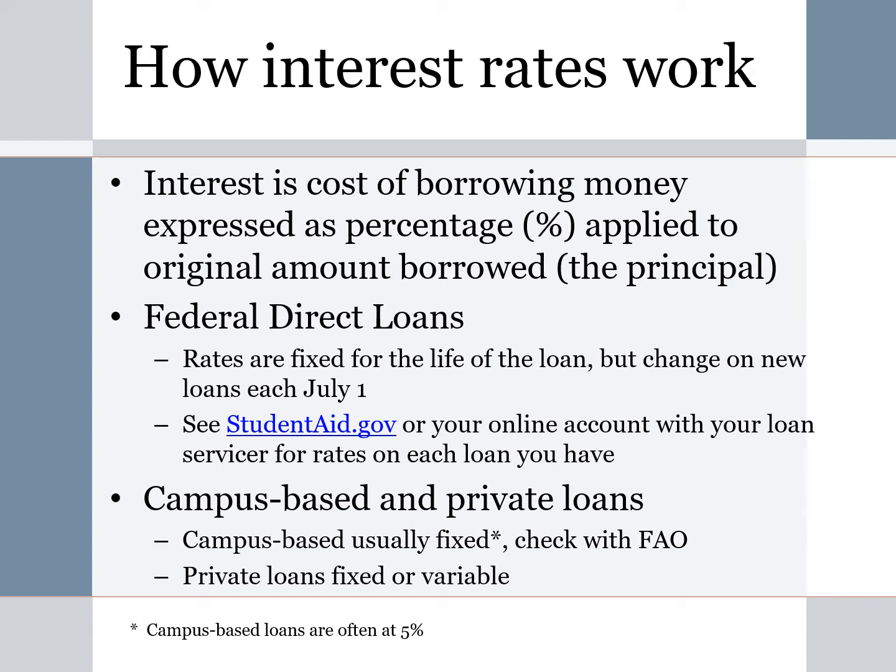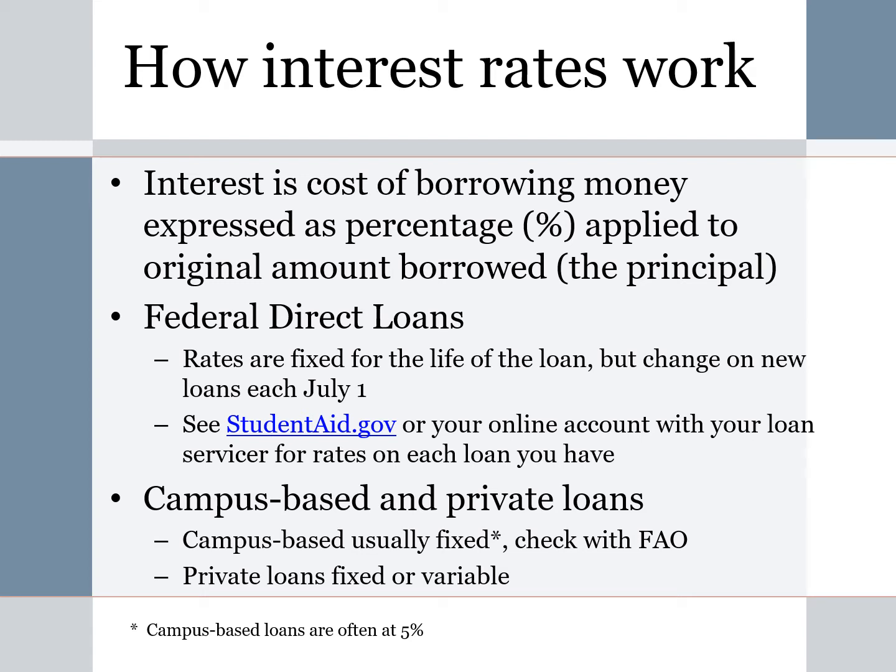So, for example, if you're a student in veterinary medicine, a vet med student, and you take out a direct unsubsidized loan each of your 4 years of school, when you graduate, you'll have 4 direct unsubsidized loans, and each one of them will likely have a different fixed interest rate.